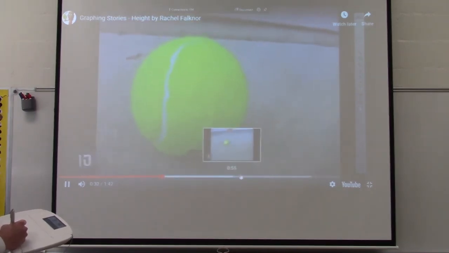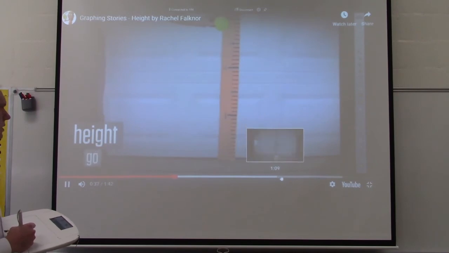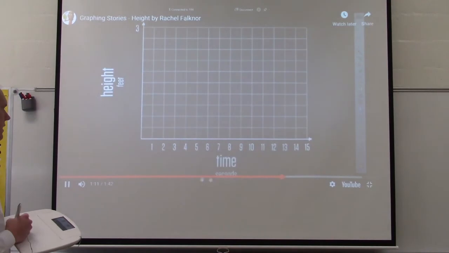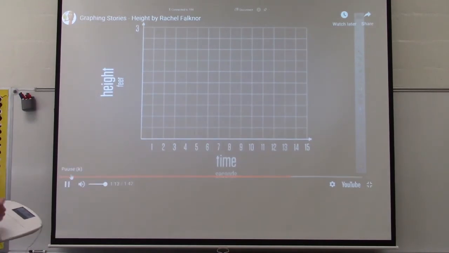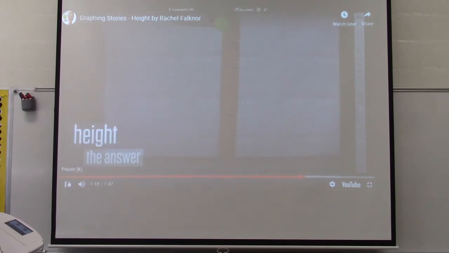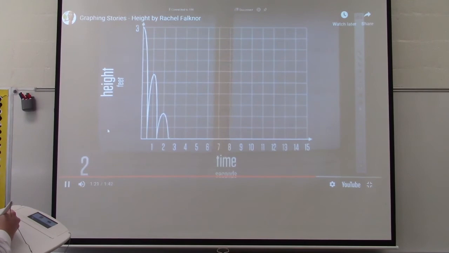So it's bouncing for the first 2 seconds, and then it just is obviously sitting still for the rest. So we don't really need to watch half speed here. You can imagine what a ball being dropped looks like. So let's take a look at the answer here and see how it compares to what we thought.